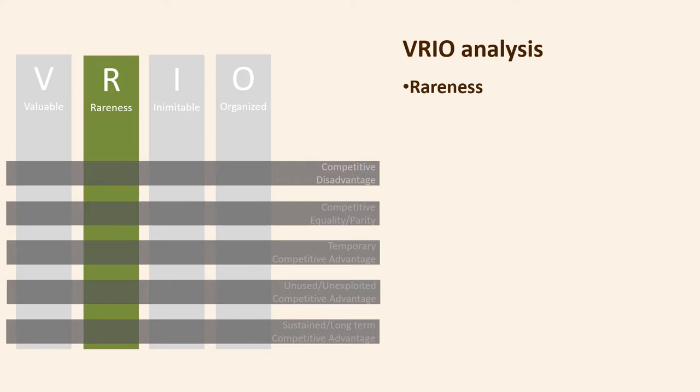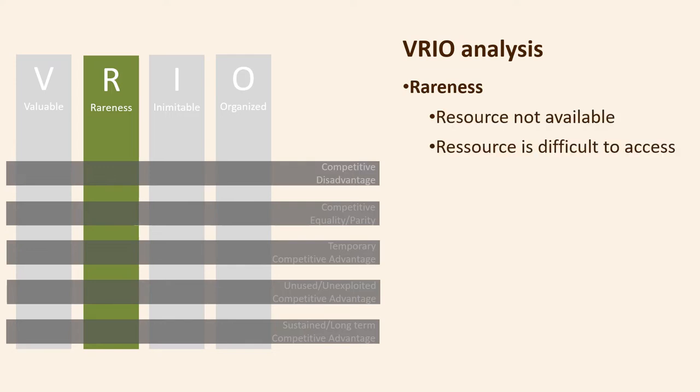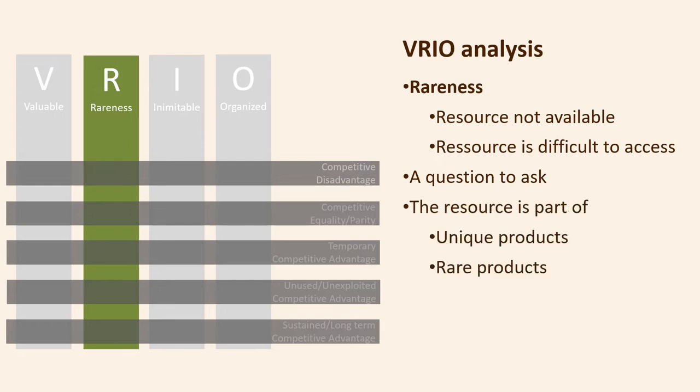The second is rare. It means that a resource is not available or difficult to access for other companies. A question could be, is a resource currently controlled by only a small number of competing firms? An example is if the resource is part of the manufacturing of unique or rare products. A brand is not a rare resource, as other brands in the same industry can be just as valuable.